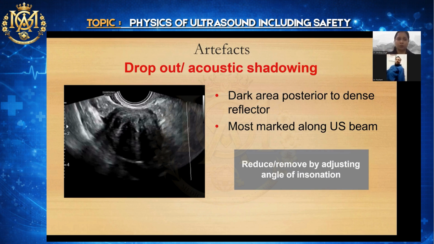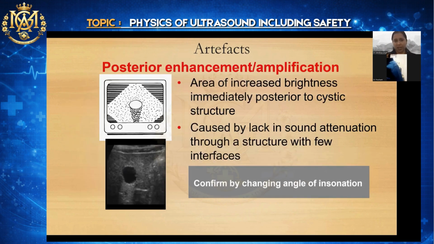What you can do? If you're hitting like this and behind this everything is black, just go and hit from the side. And if you remove that blackness just by changing the angle or the direction of the ultrasound beam, that means you are removing your acoustic shadowing. That was an artifact. And if it is actually something there, that will not go away. So this is one artifact.